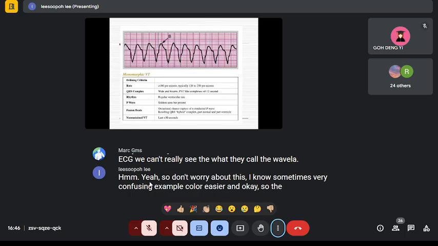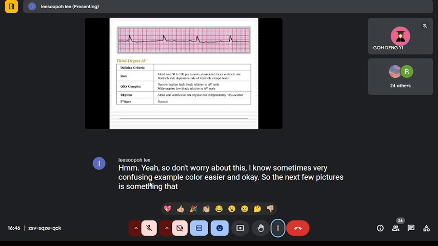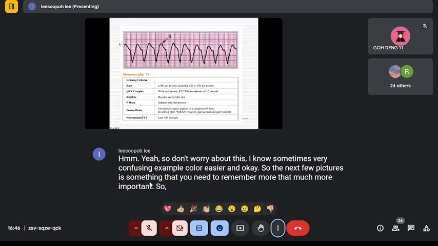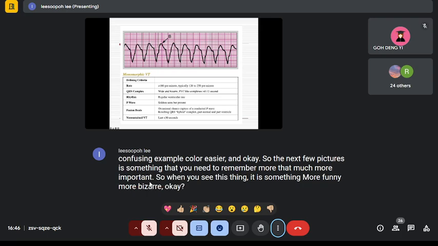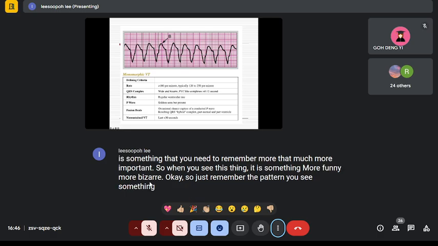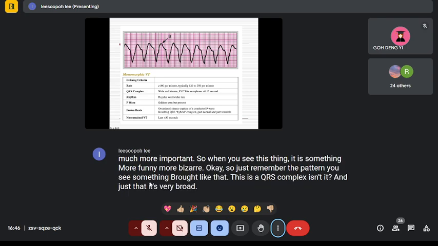Okay. So the next few pictures are something that you need to remember more. That one is more important. When you see this, this is something more funny, more bizarre, right? So just remember the pattern. If you see something broad like that, this is a QRS complex, isn't it? It's just that it's very broad. How about the heart rate?